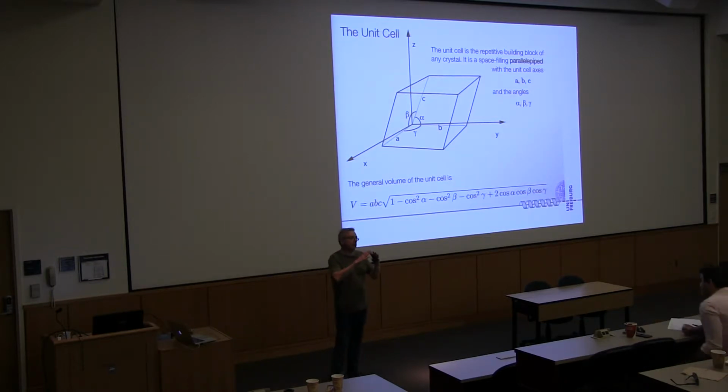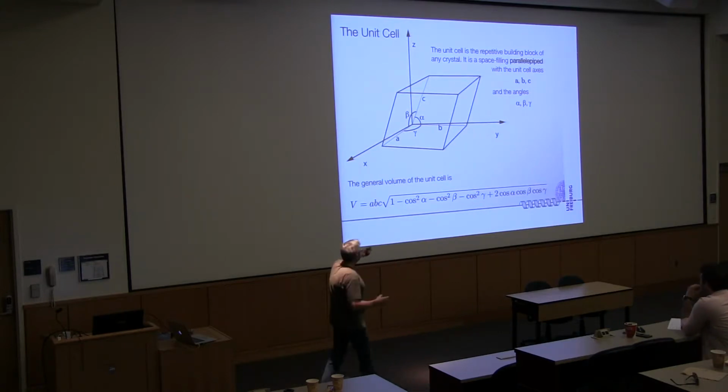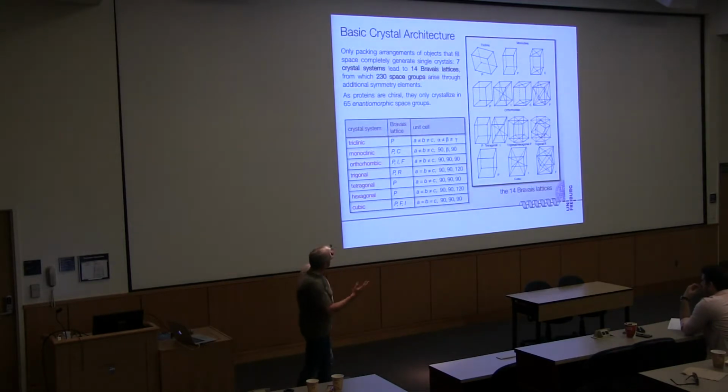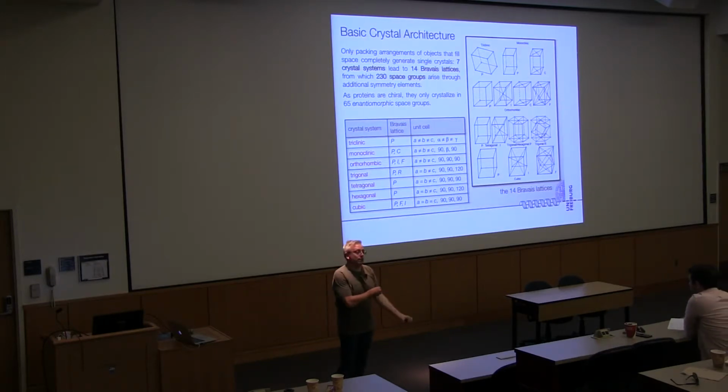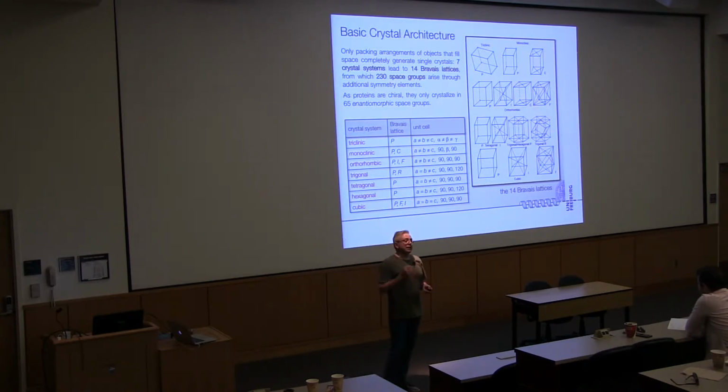It can be a triangle, it can be a hexagon, it can have any of different shapes. So these are possible shapes for unit cells, but it has to be able to fill space completely. And your task as a crystallographer is to understand the content of the unit cell.